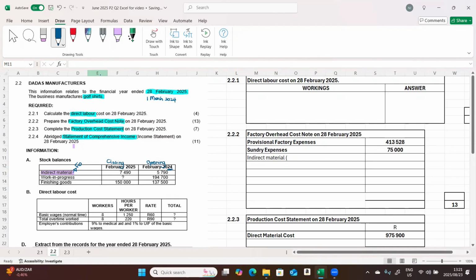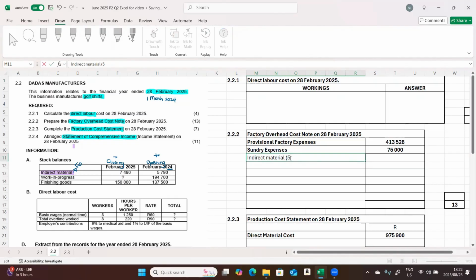That needed to be done so that we have it correct, because why? We add our opening balances and we subtract our closing balances. Let's put that in if you did not know that. You will add your opening balances to your costing calculations, and you will subtract your closing balances from your costing calculations. So for indirect material we have to use the opening and closing balances. The first part of your bracket is going to be your opening balance.